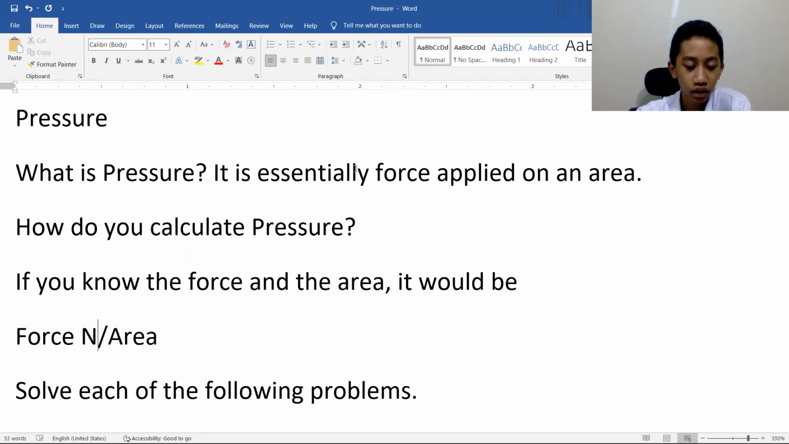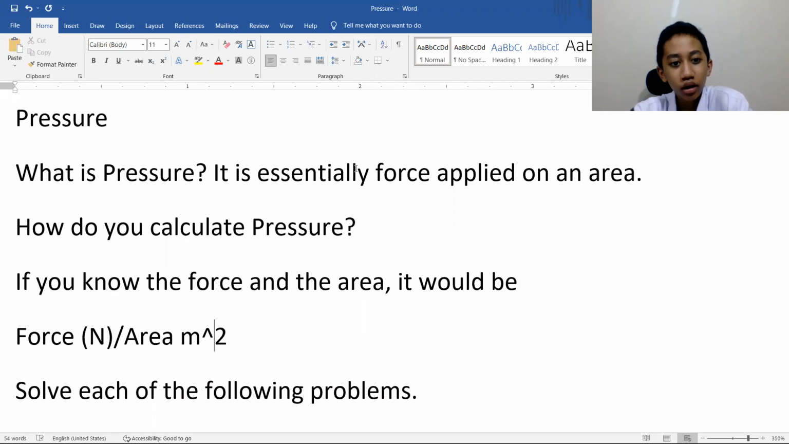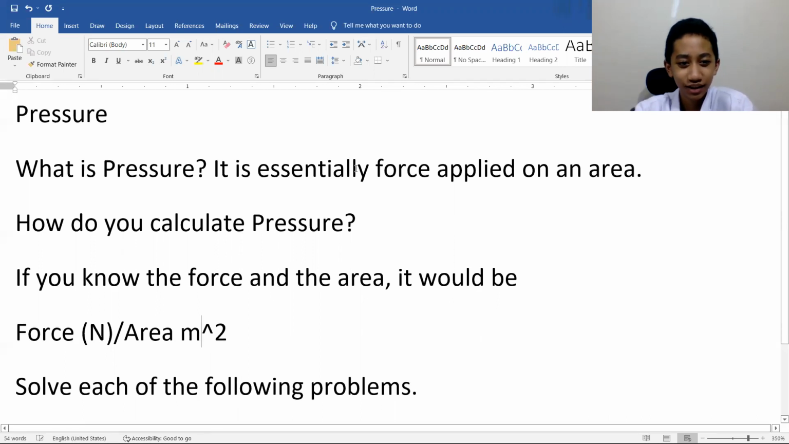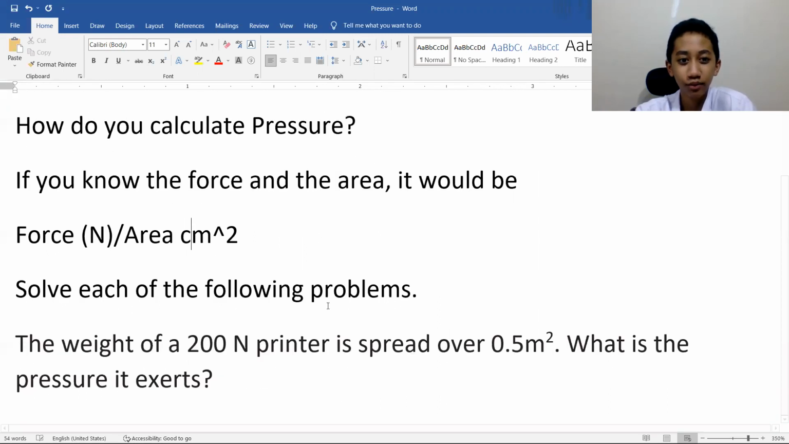Now the force will be in N, and area, let's just say meters square, or whatever you want. Actually, meters, centimeters, kilometers. Kilometers is usually a little too big, because why is there a block a kilometer wide? However, we'll just use meters or sometimes centimeters. Actually, most of the time centimeters.